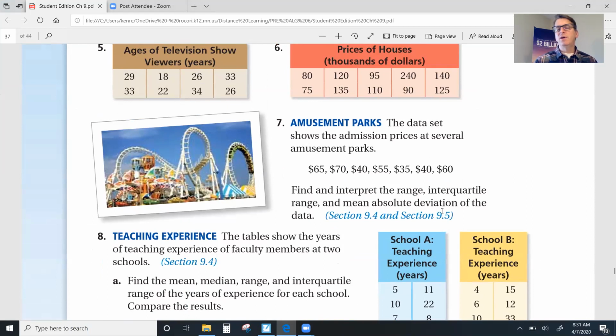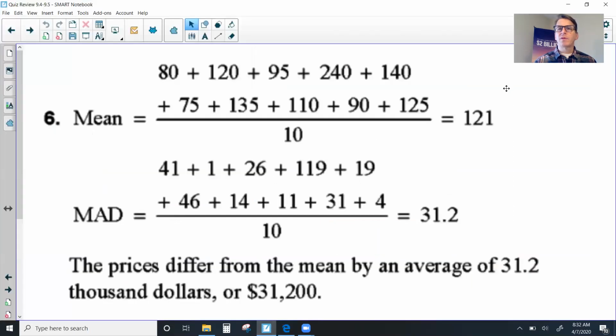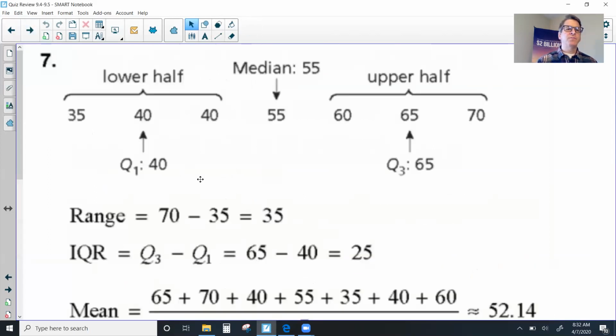So basically we have all our tools now, and we're going to show all our tools. We've got the range, the IQR, and the mean absolute deviation. So both section 9.4 and 9.5. Okay, so let's go to number 7. So the first we're going to find is the range.